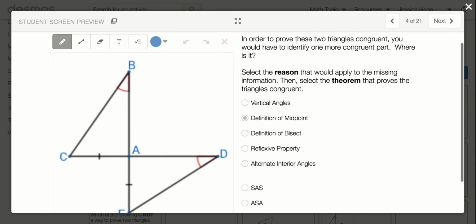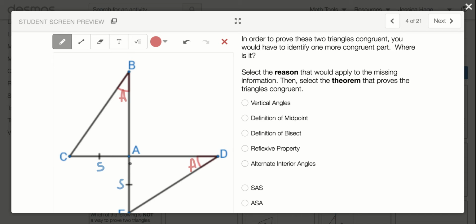We have another one. You want to label what you have. We have two sides congruent in each. Those are called givens. We have another angle congruent in each. Those are called givens. Now we don't have the reflexive property here because we don't have a part of the triangle that is shared. We do have a letter that is shared, letter A, right here in the middle.